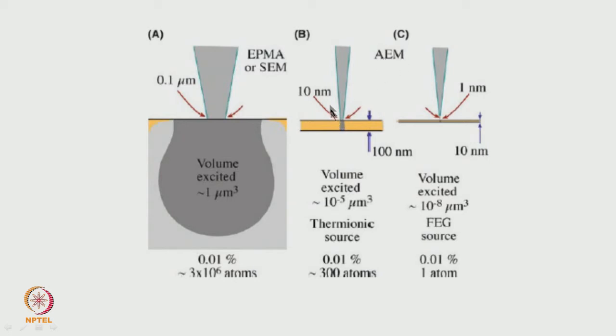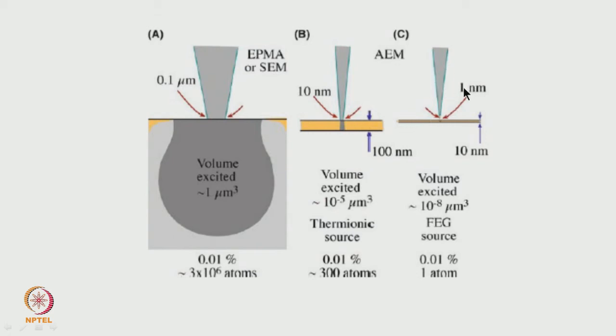This is in an analytical electron microscope, where the beam size is 10 nanometer and the sample thickness is 100 nanometer. If you look at the excited volume, though the resolution here is poor, the spread is rather very small, because it is only a very thin sample. Though the beam can enter a 1 micron volume, the actual sample thickness is only 100 nanometers. Here the excited volume is 10 to the power of -3, and even with a thermionic source about 300 atoms are going to be present, which will give rise to the 0.01 percent detection limit.